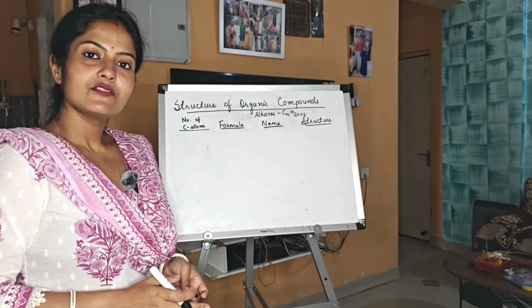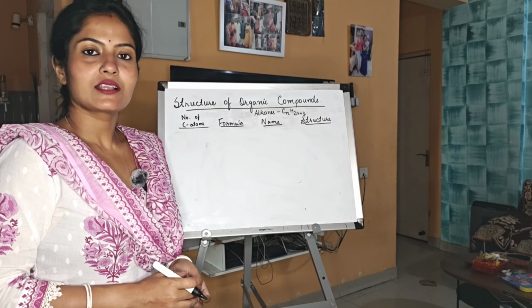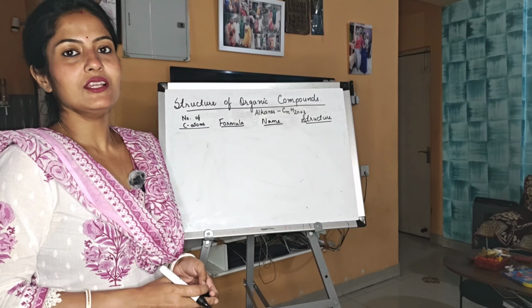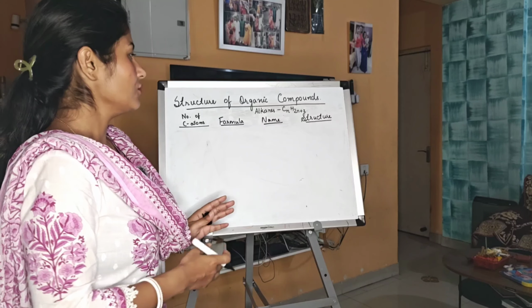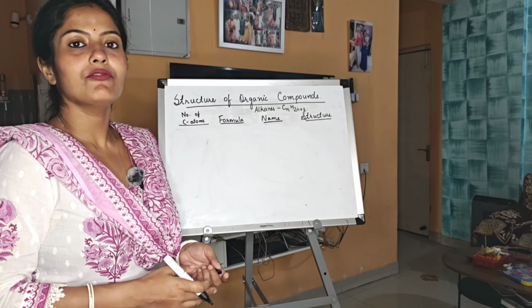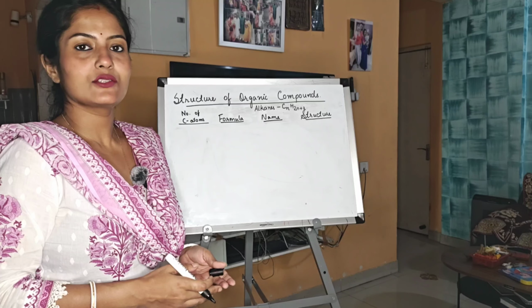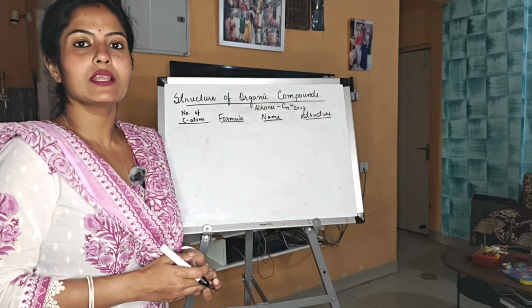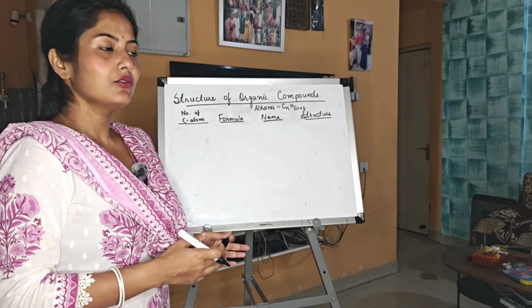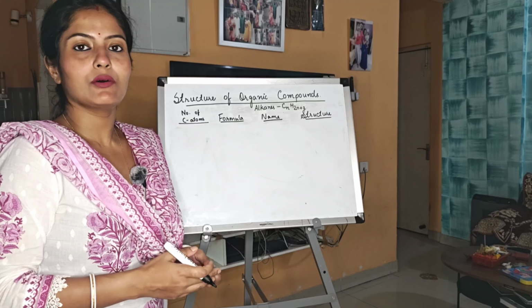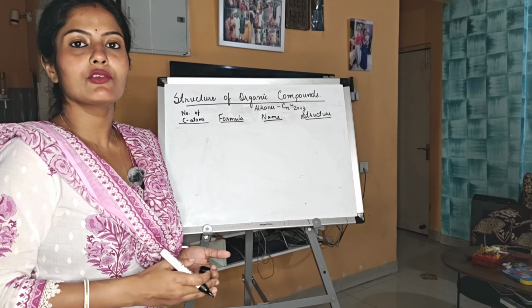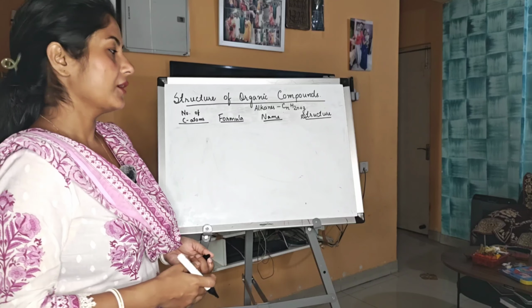So in the previous videos we have had an elaborate discussion on the basics of organic chemistry. So today we will be discussing how to write the structure of alkanes, alkenes and alkynes. We will take up these three classes of organic compounds and we will see how we write the structure of those compounds and what are their names, their molecular formula and structural formula.